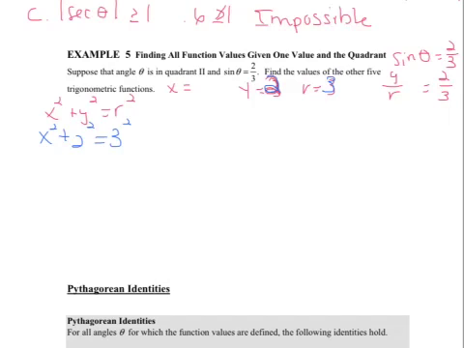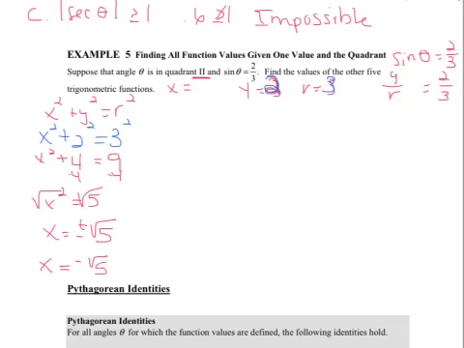So if I go down, I can say 2 squared is 4, 3 squared is 9, so my x squared is still my unknown. If I subtract 4 from both sides, I can say x squared equals 5. If I take the square root of both sides, I can say x equals plus or minus the square root of 5. Well, remember, we are looking in quadrant 2, where the x value is negative. So x is going to equal negative square root of 5.